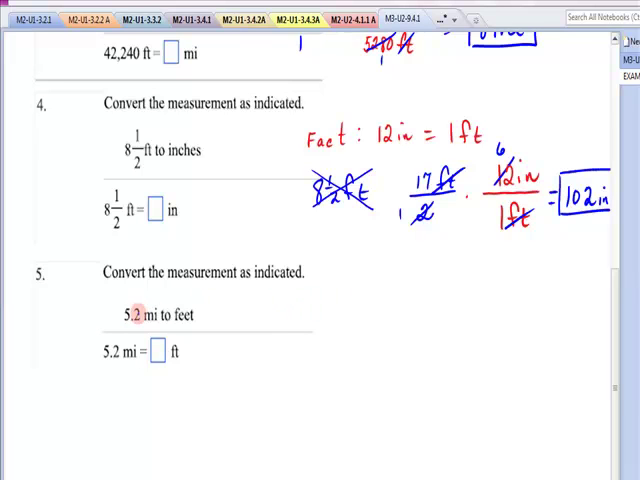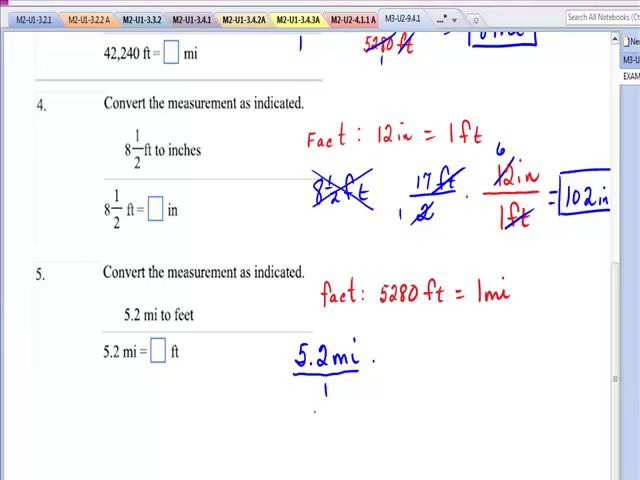I have miles to feet. All right, what's the fact? The fact is that there are 5,280 feet in 1 mile. So I have 5.2 miles. I'm going to multiply it. I'm just going to leave it in decimal form. That might be considered a little unorthodox, but it really works out fine in this process.